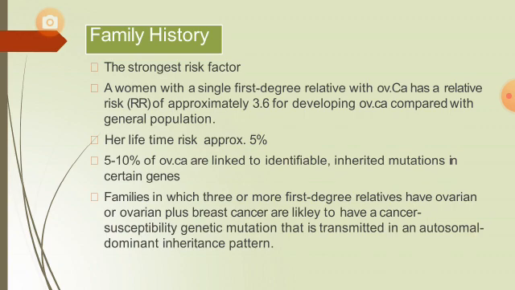About 5 to 10% of ovarian cancer are linked to identifiable inherited mutations in certain genes that we will come over later, inshallah. Families in which 3 or more first-degree relatives have ovarian or ovarian plus breast cancer are likely to have a cancer susceptibility genetic mutation that is transmitted in an autosomal dominant inheritance pattern.